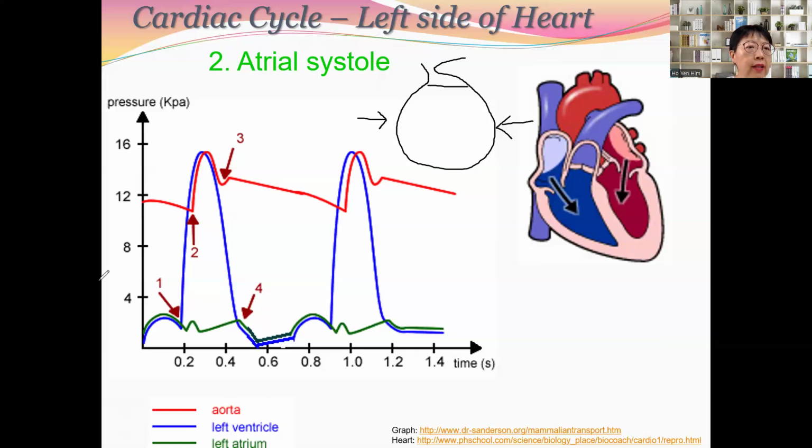So hence, you can see it shows here the pressure in the left atrium, the green line, start to increase. Now, you squeeze from here all the way to here. But why is it that when you continue to squeeze, the pressure starts to drop?